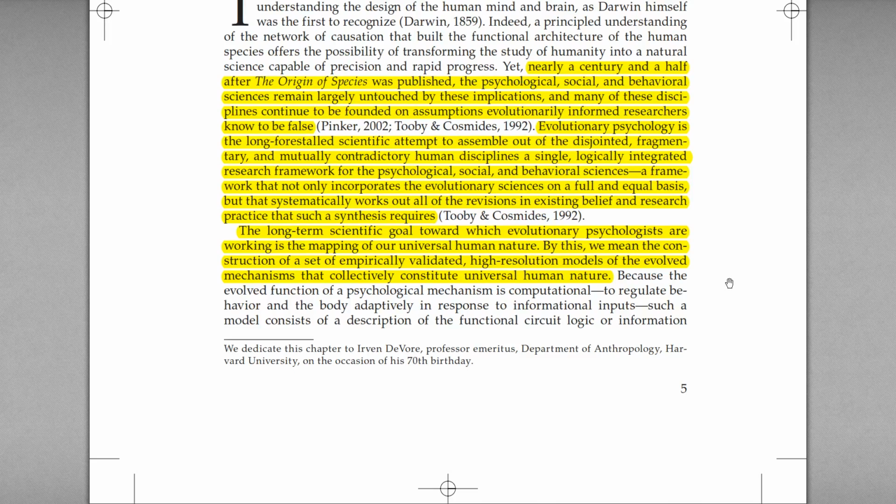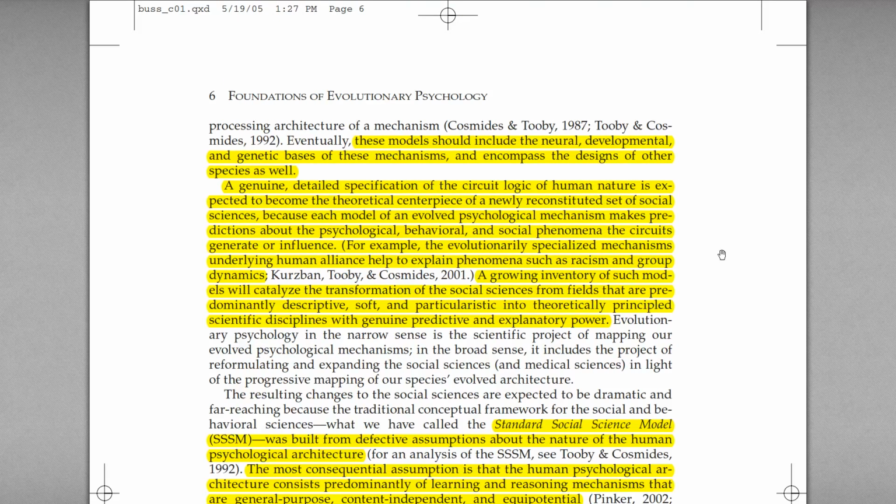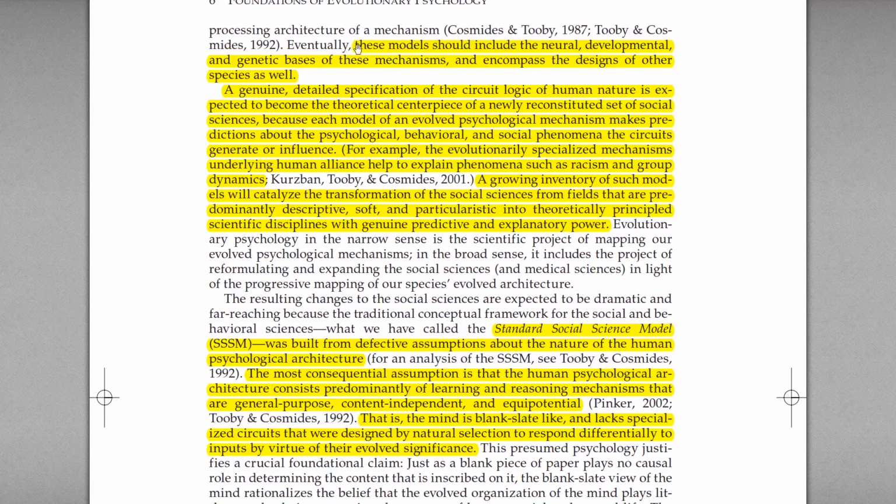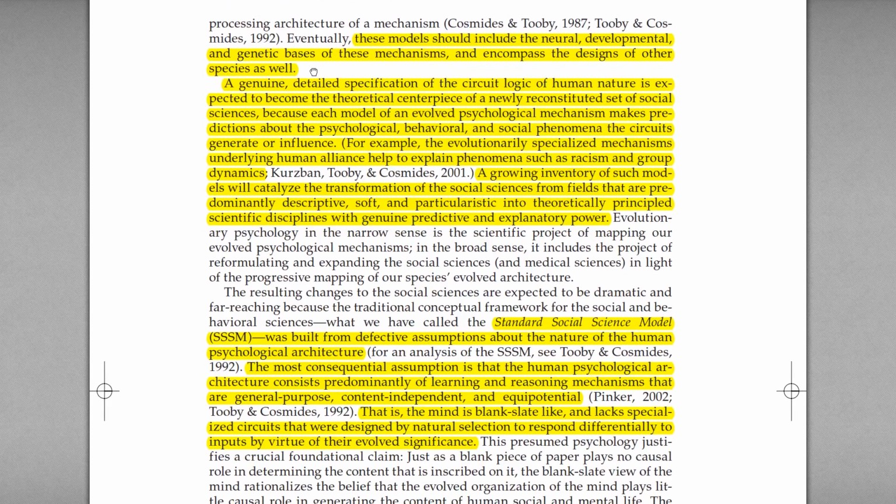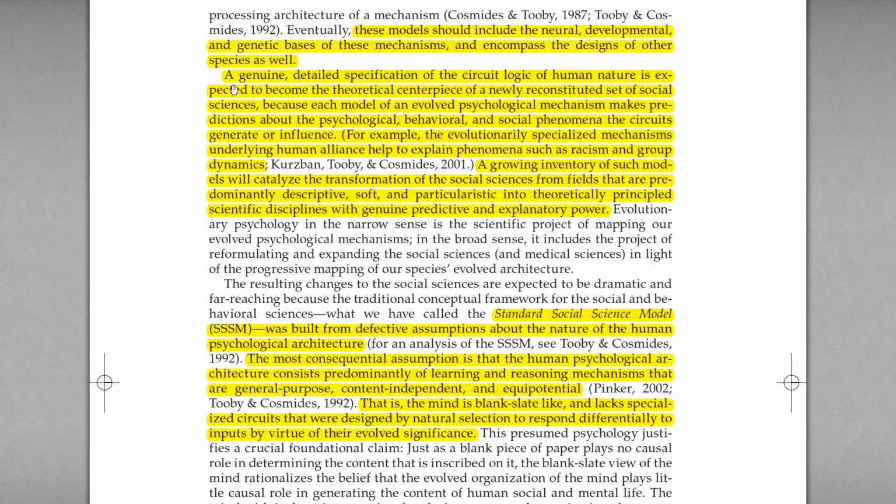So this is the first time we have it, and so far no one has been able to disprove it, and so far it has been a great model for predicting our life and predicting human behavior. So the science we have done in this area has just supported this theory from day one. That's a good thing. Yeah, these models should include the neural, mental, and genetic basis of these mechanisms and encompass the design of other species as well. So it's about the brain, the whole brain, and other species.